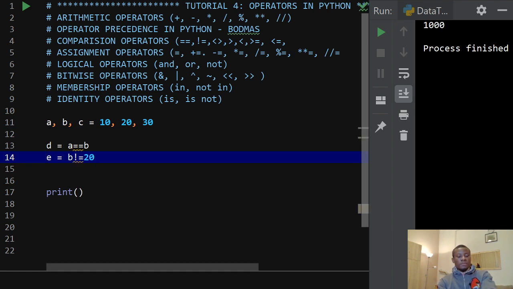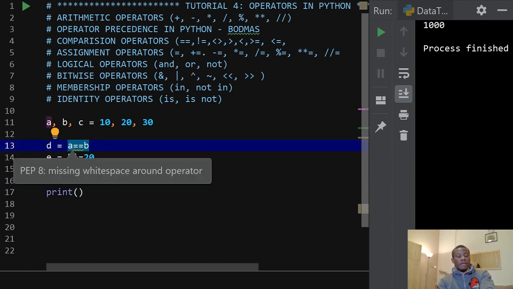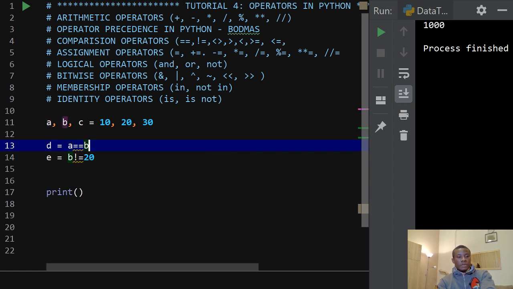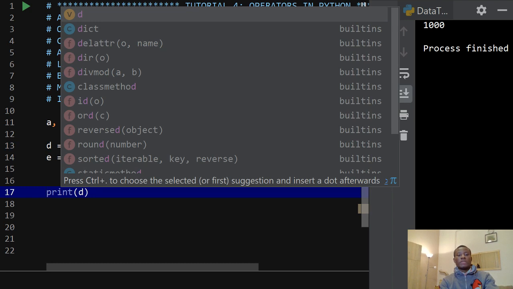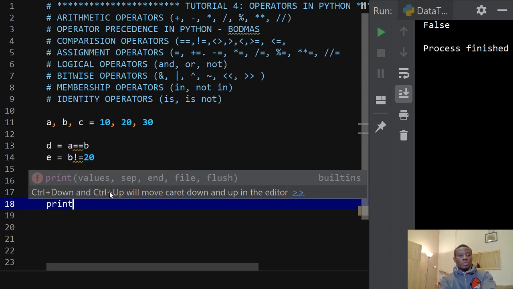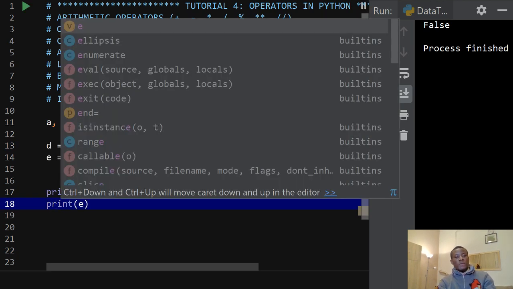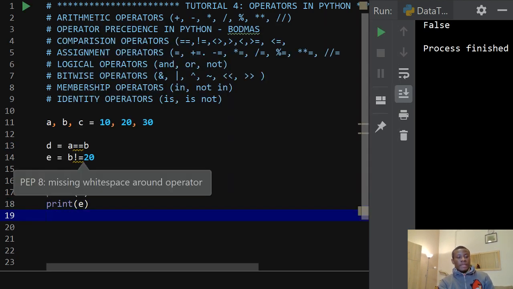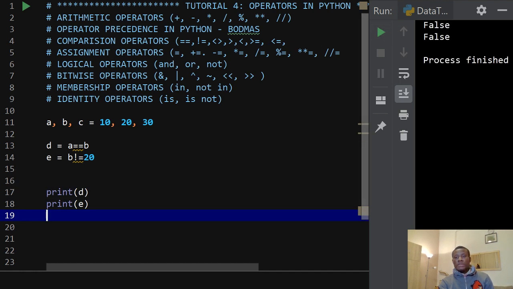Alright, so D is holding the result of comparing A and B. So D is going to hold a value of false, and then E is going to hold a value of true. The reason is because we are saying B is not equal to 20. The answer is true, so it's going to be true. B is not equal to 20.